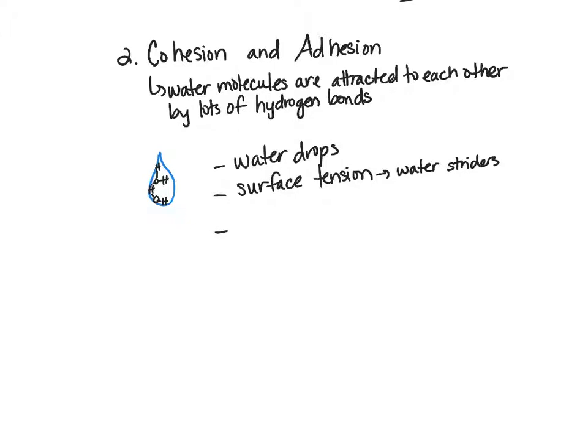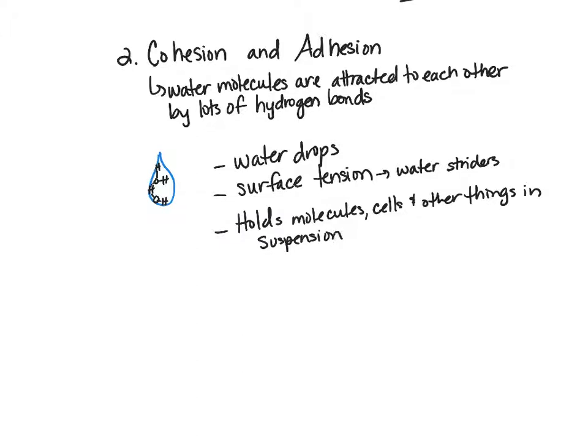This is also important because it holds molecules, cells, and other things in suspension. So if we're talking about things like water drops, this is important to keep water in nature so that things can come along and drink the water off of the water drops, think small things like insects. The surface tension property of cohesion, or part of cohesion, is important for things like water striders that need to move across the water in order to get their food.